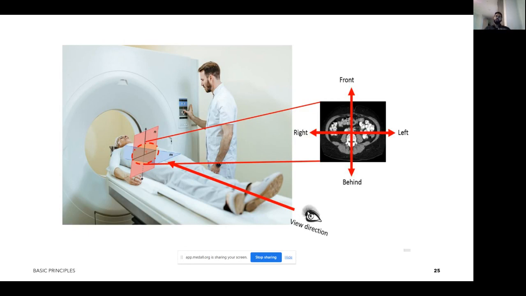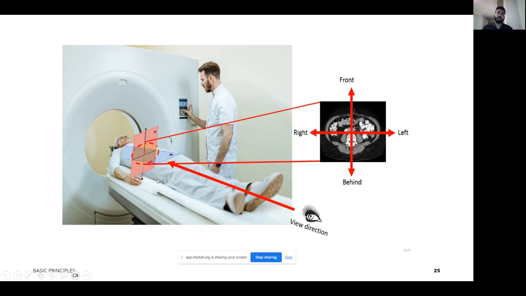Just like that, always in every single CT scan, the right will be on your left and the left will be on your right. So that is the convention. So it's always right here and left on this side. And I've also mentioned front and back here. It feels kind of like, why do we need to know front and back in CT?